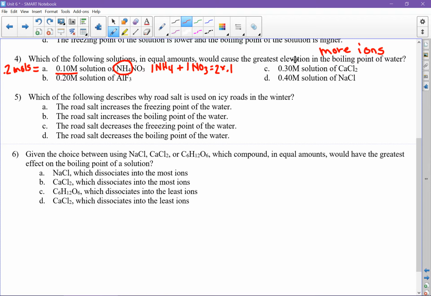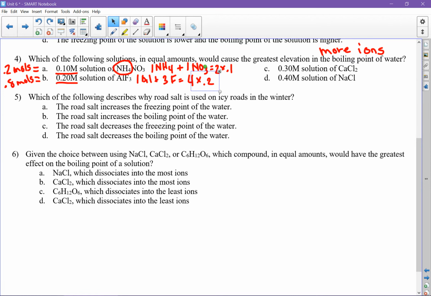Okay? If I count the ions in letter B, I have 1 Al, and then I have 3 fluorine ions. Altogether, I have 4 ions, but then we want to multiply by the molarity that was given. So 4 times 0.2, that gives me 0.8 moles of ions. Okay? So far, B is winning over A, so we're going to cross that one out. Okay? Let's see how C and D compare.